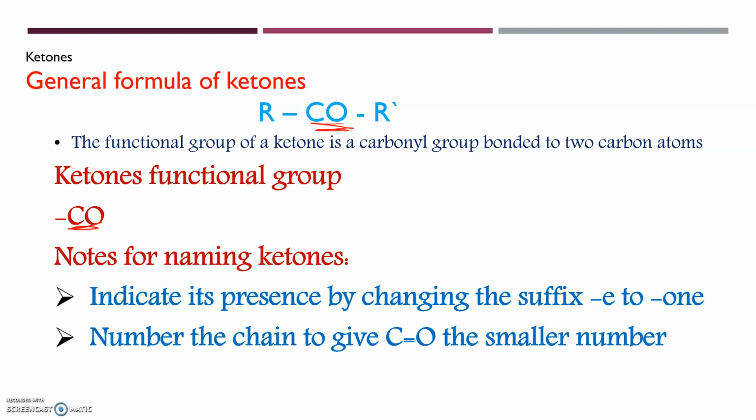So in naming, we said some things do not change. We use the same steps, but here's one thing. Indicate its presence by changing the suffix. So instead of using Al, we will remove the E this time and add one. So instead of methane, it will be methanone. One more thing. We said it is in the middle, so we make sure that the carbon in this carbonyl group actually takes the smaller number. So we count closer to the functional group as we used to do.